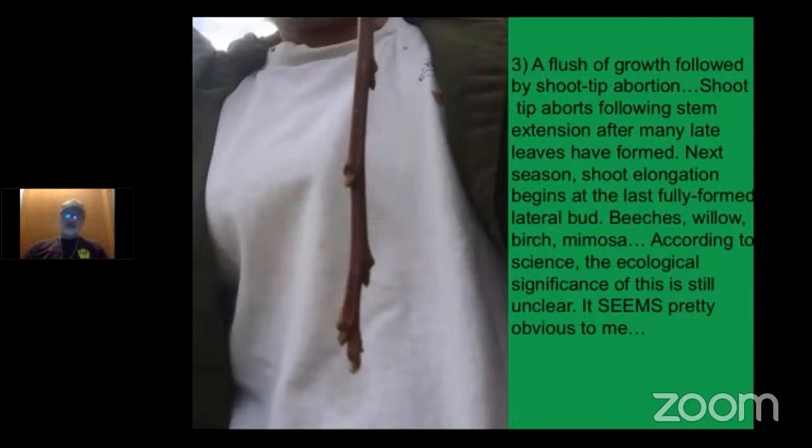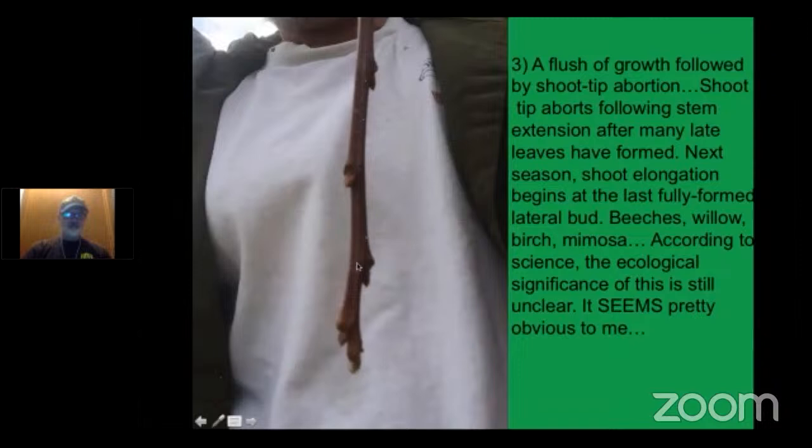A third is a flush of growth followed by shoot tip abortion. So the apical terminal bud will keep growing and growing and growing, and it'll just lose the top of the shoot altogether. Next season, the long shoot growth will begin again at that last fully formed bud. Obviously I'm holding this upside down. But on chestnut, I see this a lot on chestnut. I see it a lot on black walnut. This shoot will just grow like crazy. There's my cursor. Grows like crazy, grows like crazy.